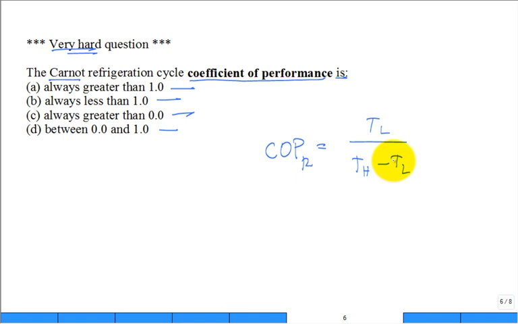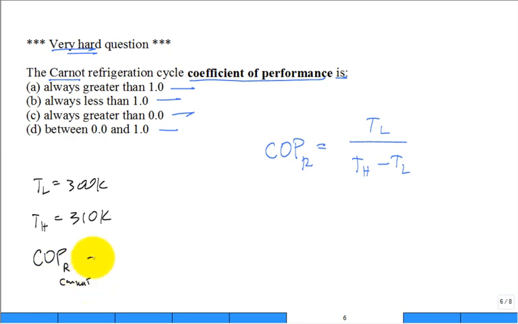So let's go ahead and answer this question. I'd like to just throw out some possible scenarios. Let's say that TL was 300 Kelvin and TH was only 310 Kelvin. What would the COP refrigeration Carnot be for this case when it's 300 and 310? Would it be 300 divided by 310 minus 300, which is 10, which would be 30? Yeah. So right away, anything that limits it to be less than 1 is no good. But let's now push it.